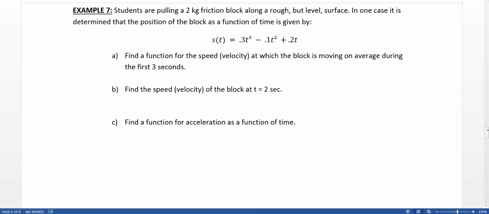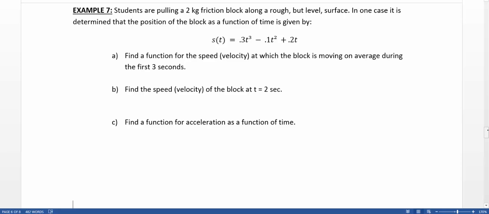Example 7. Students are pulling a 2 kilogram friction block along a rough but level surface. In one case, it's determined that the position of the block as a function of time can be modeled by S of t equals 0.3 t cubed minus 0.1 t squared plus 0.2 t. Part A. Find a function for the speed, which is the velocity, at which the block is moving on average during the first 3 seconds.